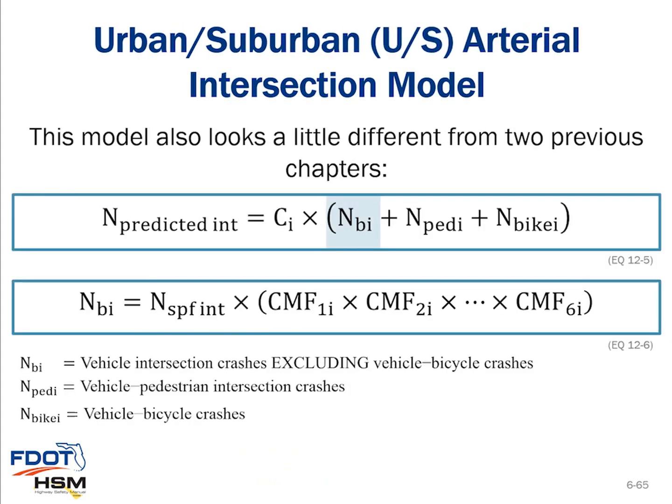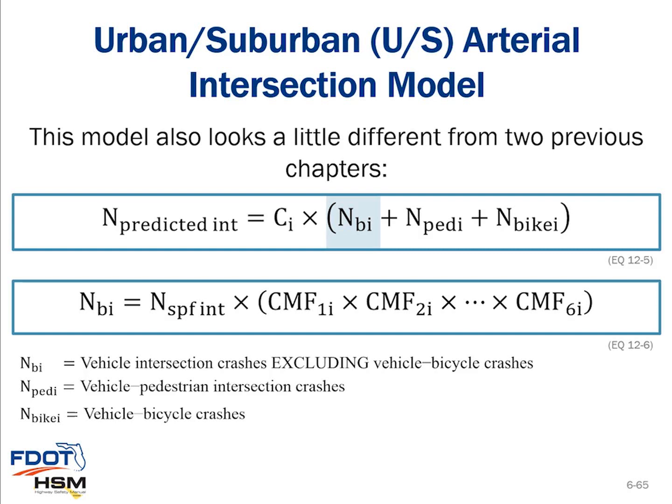The model for the urban, suburban, arterial intersections is a bit different than what you've seen previously in chapters 10 and 11, but is very similar to what we just saw for the segments. It goes through and looks at the N sub BI for multi-vehicle and single vehicle crashes. It looks at pedestrians. It looks at bicycles. So that is all brought together and multiplied by the calibration factor as shown in the top equation. The N sub BI again is looking at that SPF times the calibration factor. That's your motor vehicle component as you go through this overall calculation.